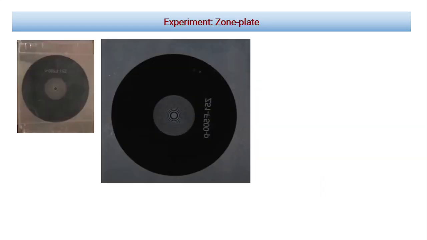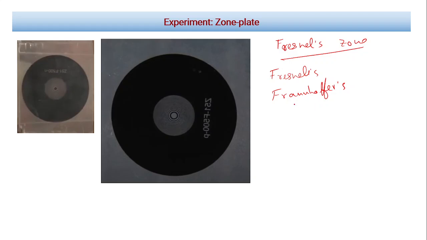Okay, now there was another experiment. This we had discussed 2 weeks back about Fresnel's zone. We had discussed this under something known as Fresnel's diffraction. We know we have Fraunhofer diffraction and Fresnel's diffraction. Fraunhofer diffraction we discuss when our object or image or both are at infinite distance. But Fresnel's diffraction is when either the image or the object, or both, are at finite distance. That diffraction is known as Fresnel's diffraction.